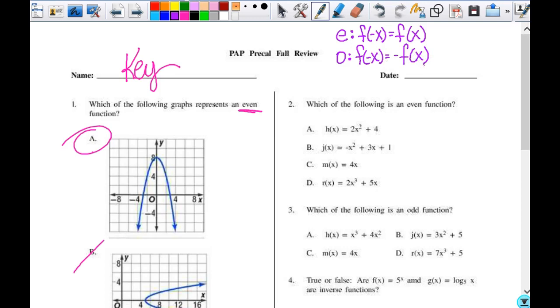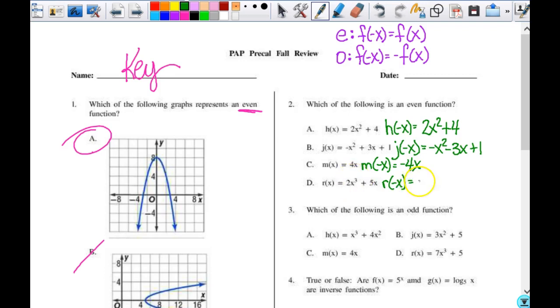So I'm going to substitute negative x into each one of these. So h of negative x is equal to, well, when I plug in a negative x here, anytime the exponent's even, it's just going to give me x back. So this is still 2x squared plus 4. When I substitute the negative x in here, I get j of negative x. When the exponent's even, you get whatever it is that you had before. When the exponent is odd, so there's a 1 there, if I plug in a negative x there, that's going to give me minus 3x, and then plus 1. Here, m of negative x would give me negative 4x, and r of negative x is equal to, this is odd, so that would give me a negative 2x cubed minus 5x.